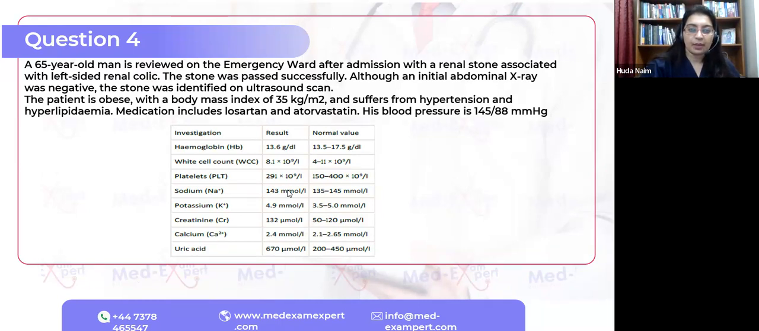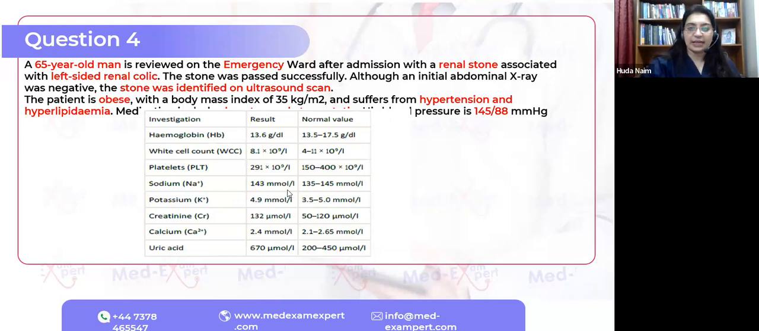Okay, let's see what the question is telling us. So basically, you have a 65-year-old man. An important point is that this is an old-age man, and you're reviewing him in the emergency department. That's also relevant information, because the way you manage and treat the patient would change if the patient is in an emergency or in an inpatient ward setting. So you have to keep that in mind as well.